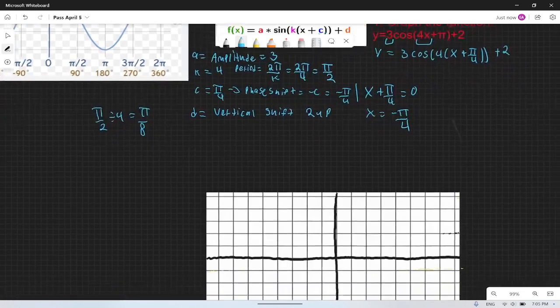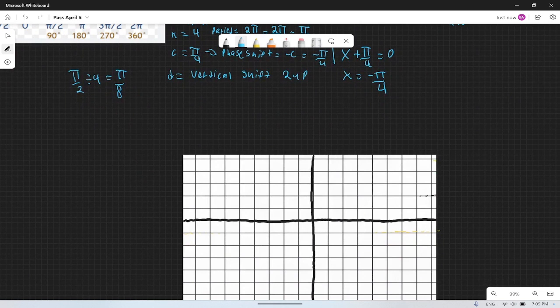It just makes graphing things really simple. So I'm going to do increments of pi over 8. Then we'd have pi over 4, then 3 pi over 8, then pi over 2, then we have negative pi over 8.